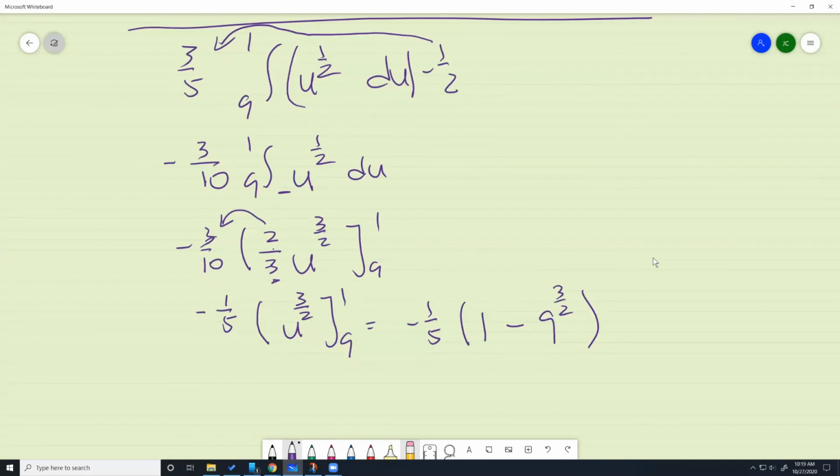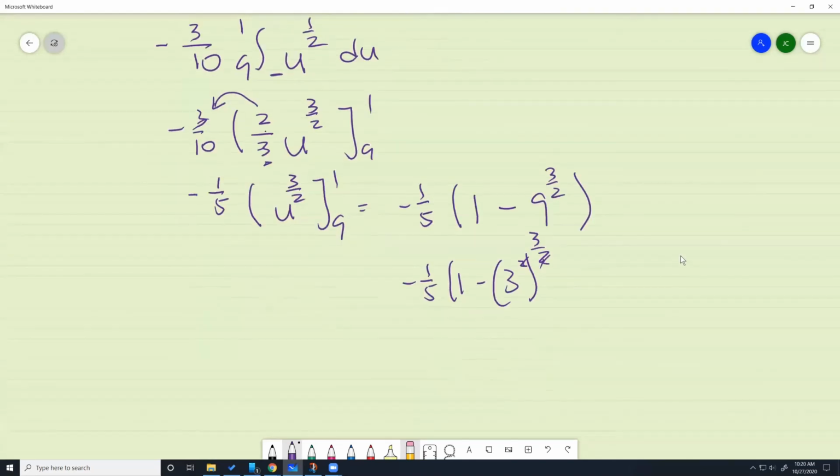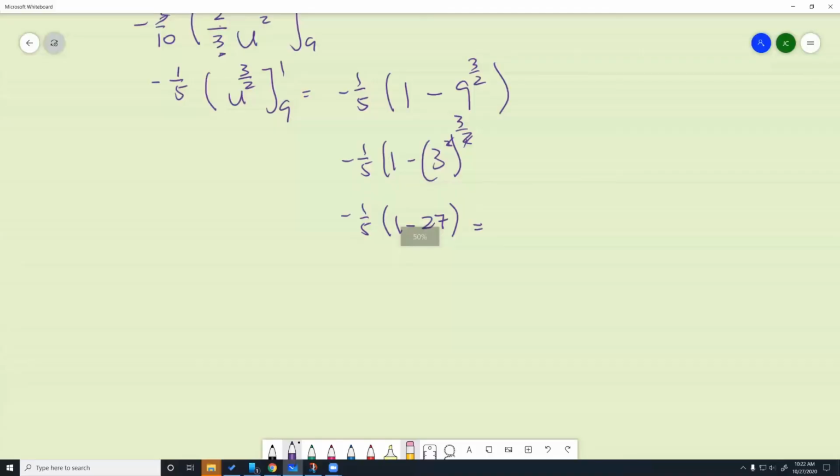It has power. Right now that's 3 squared. 1 minus 27. Okay. Keep working it out. 1 minus 27, that is going to be 26/5, which is the correct answer.